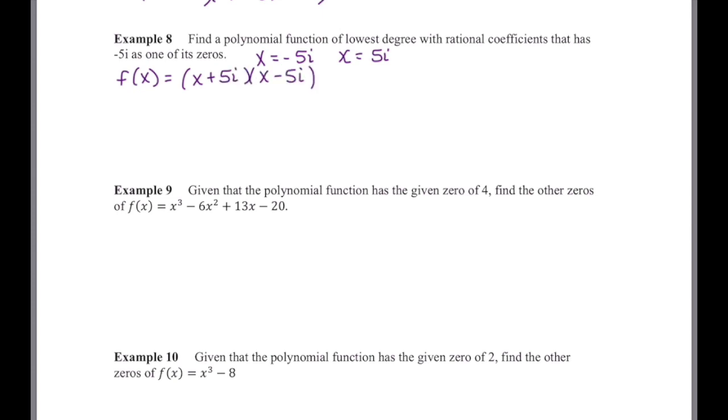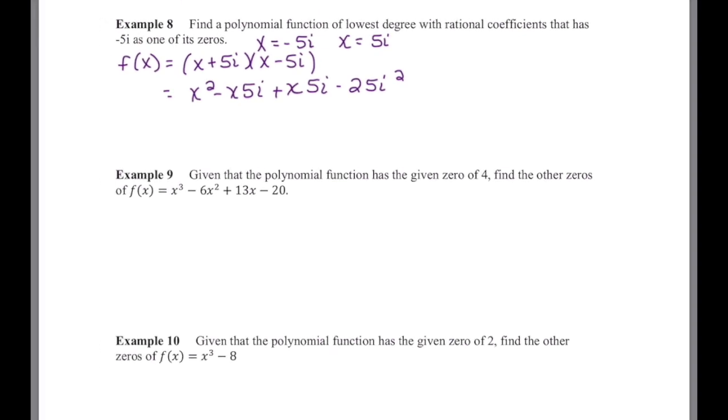And we can go ahead and distribute. We now have x squared minus x5i plus x5i minus 25i squared. In the middle, our terms create a zero pair. I also know that I'm going to replace i squared with negative 1 for a final function of x squared plus 25, since negative 25 times negative 1 is a positive 25.